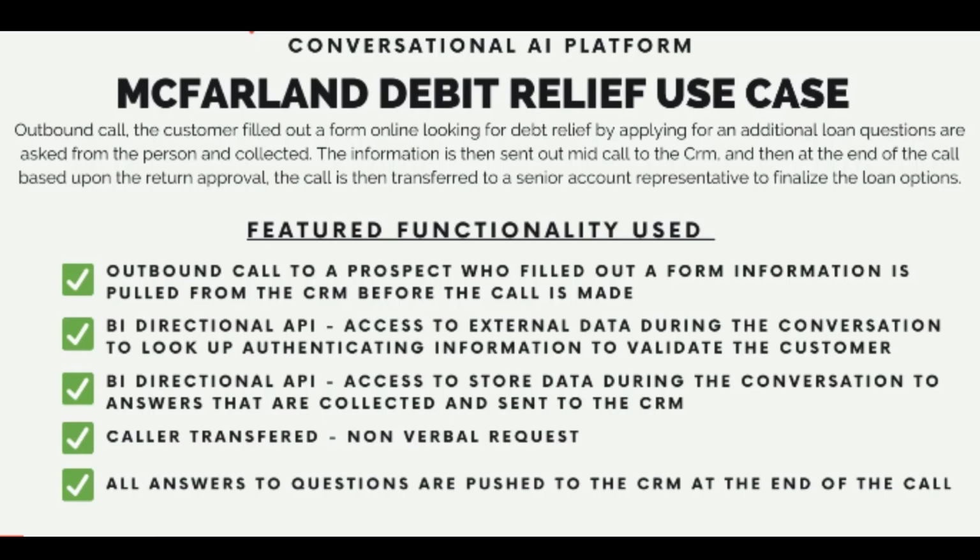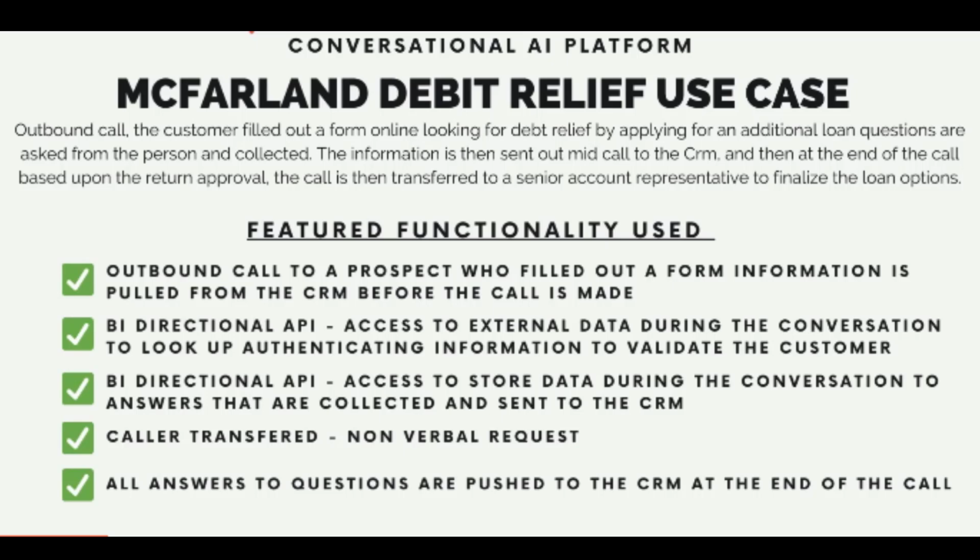The information in this particular one can be sent mid-call, based upon the approval process, based upon different things and different loan options, but a lot of information is being collected during this call. So this particular feature functionality from GoVoice is an outbound call to a prospect who's qualified and has basically information that's pulled from the CRM right before the call is connected to the agent. So there's enough information that's there. So it's an educated call.